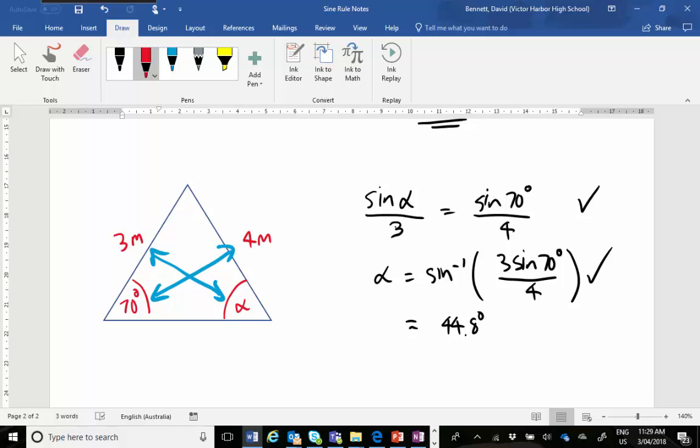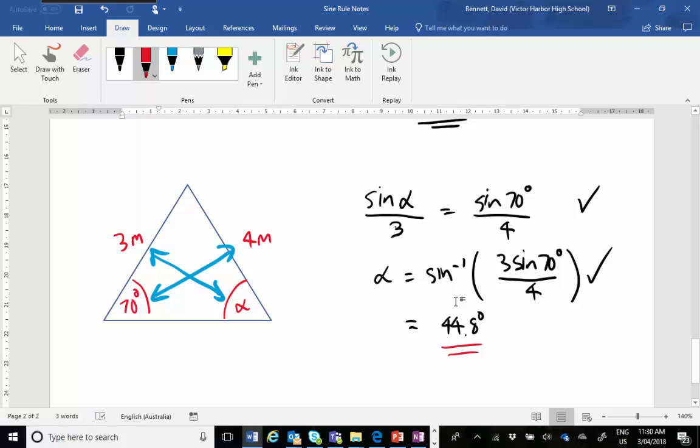Now, if I was looking at this side, because that side is smaller than the 70, then we know that angle should be smaller as well. So the process is really simple, the same as the other one. You've got one extra step where you actually do your inverse sine. I quite like that setting out there.